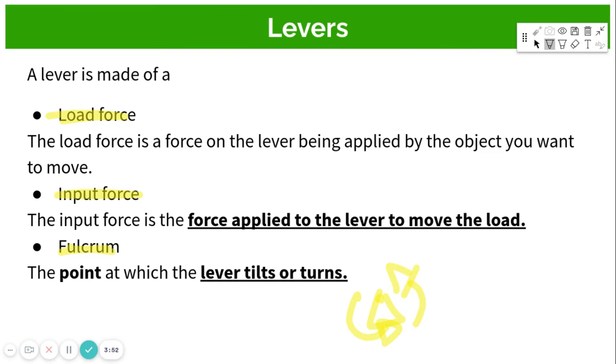And then the load force, also known as the output force. The load force is the force on the lever being applied by the object you want to move. Now that sounds a bit confusing, but it's basically load force is the object you want to move. That's a simple way to put it. So input force is you putting a force in to move an object. Load force is the object you want to move, and fulcrum is the point at which it pivots. I would pause now and take your notes.